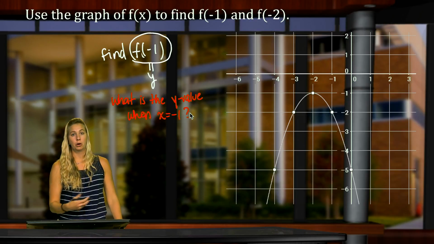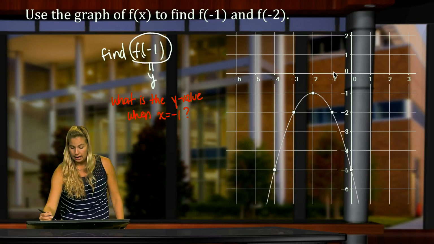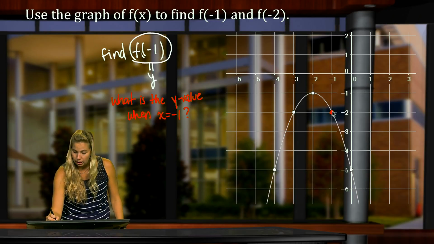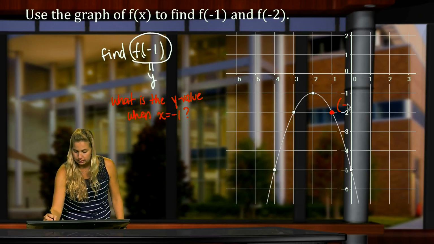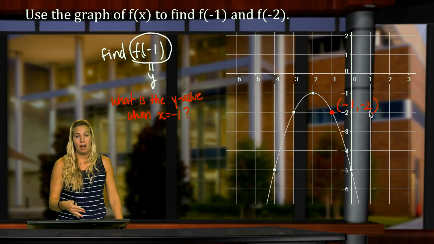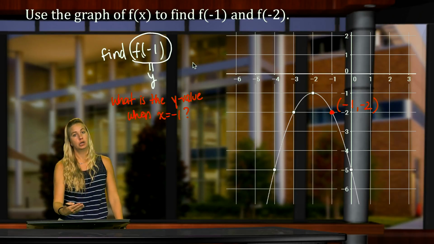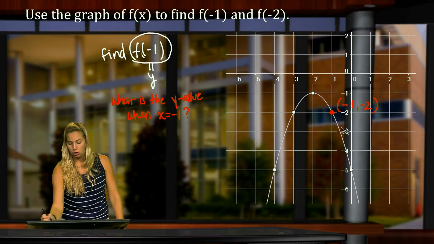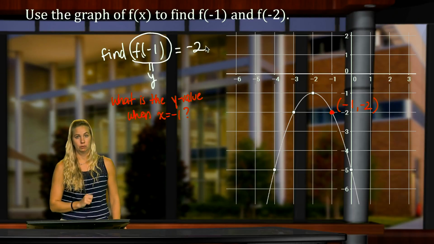So to do that, we go to the graph. X equals negative 1 is right here, and then we want to go down to the graph. So we're actually looking at this point that I've highlighted in red. The ordered pair here is negative 1, negative 2. Now, that is not the answer. I'm not asking for the ordered pair. When I ask you to find f of negative 1, I want the y value. So in this ordered pair, what is my y value? It is negative 2.